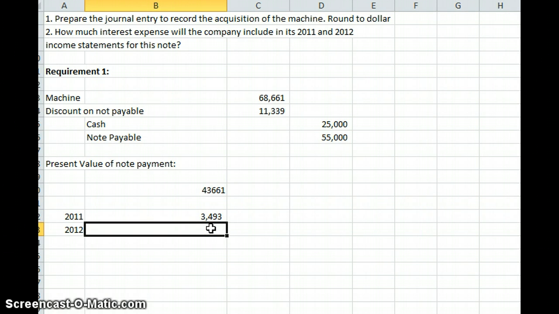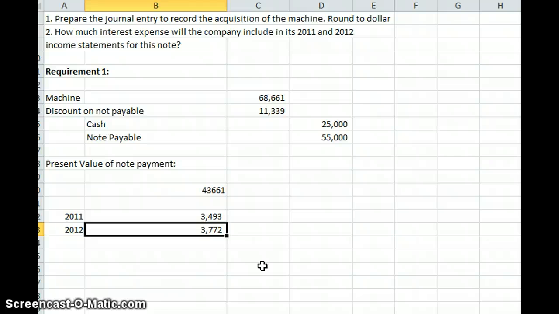In our next example then, my value of my interest cost is going to be starting with my 43,661, but then I need to add my interest. So basically it's compounding. So 3,493. Then take that times my 8%, and that's going to give me a value of $3,772. So that's what's going to be included as interest expense on my income statement related to that note.